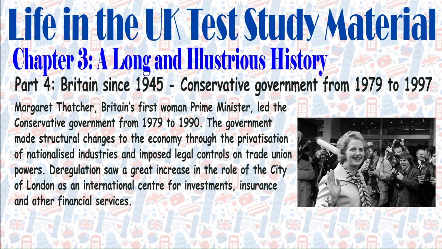The government made structural changes to the economy through the privatization of nationalized industries and imposed legal controls on trade union powers. Deregulation saw a great increase in the role of the City of London as an international centre for investments, insurance and other financial services. Traditional industries, such as shipbuilding and coal mining, declined.